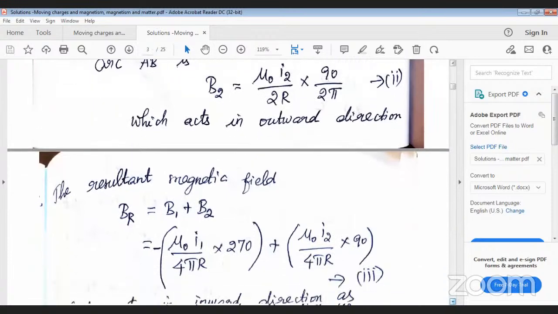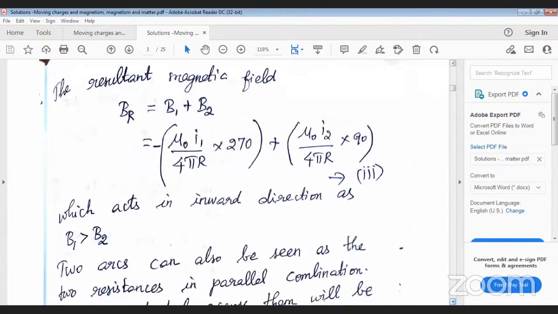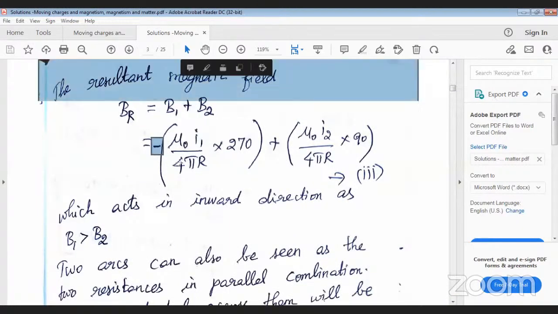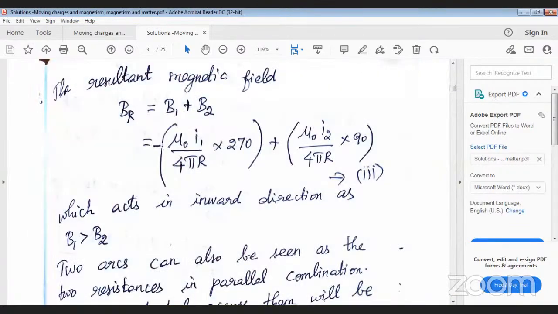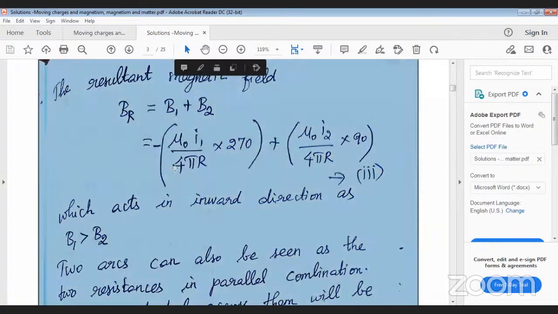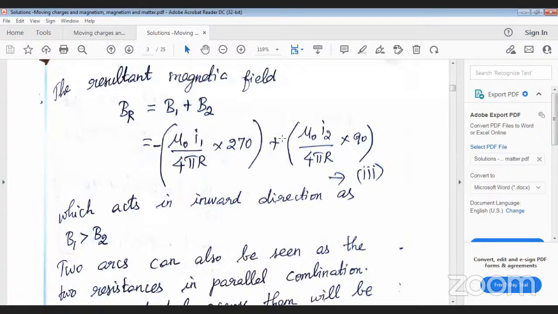Now the resultant magnetic field is given by, for B1 I am using the negative sign, as I have told you earlier, because the magnetic fields are acting in opposite directions. Based on the thumb rule, you can identify the direction of the magnetic field. So B equals negative mu naught I1 by 4 pi r into 270 plus mu naught I2 by 4 pi r into 90 degrees.